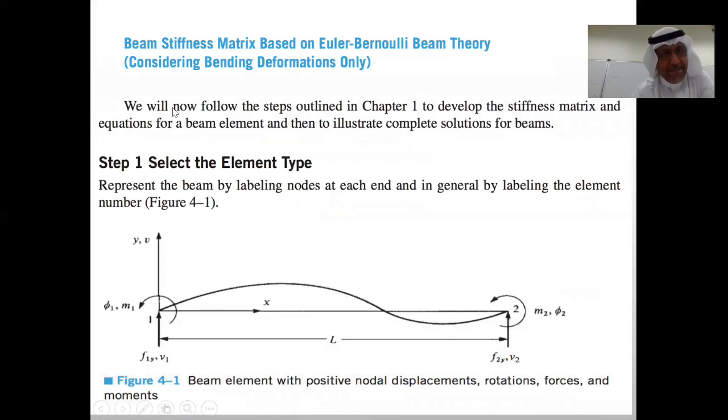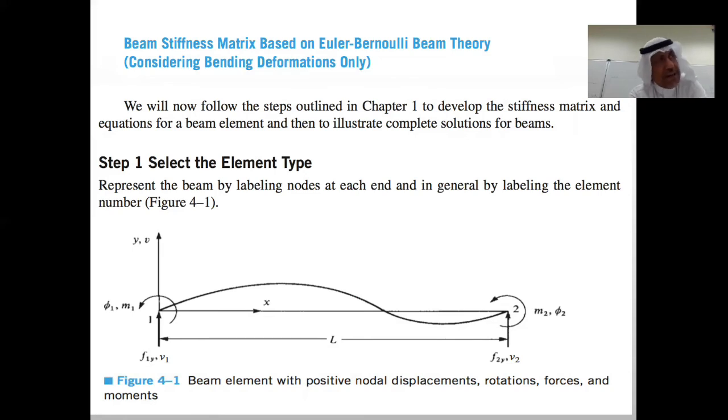So, steps. Select an element type. Did you see this before? It's on the board. This is the sign convention. Always the force up is positive, and the deflection is positive up. Same thing here, deflection and force up. Always counterclockwise is positive. This is called the sign convention, okay?